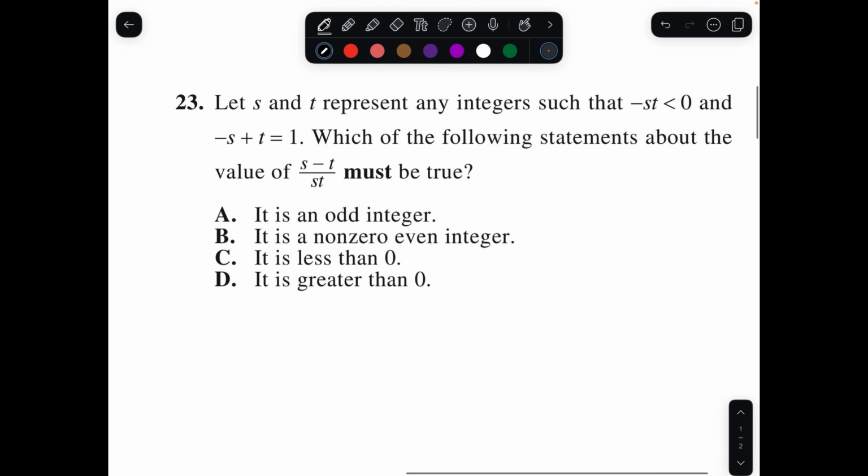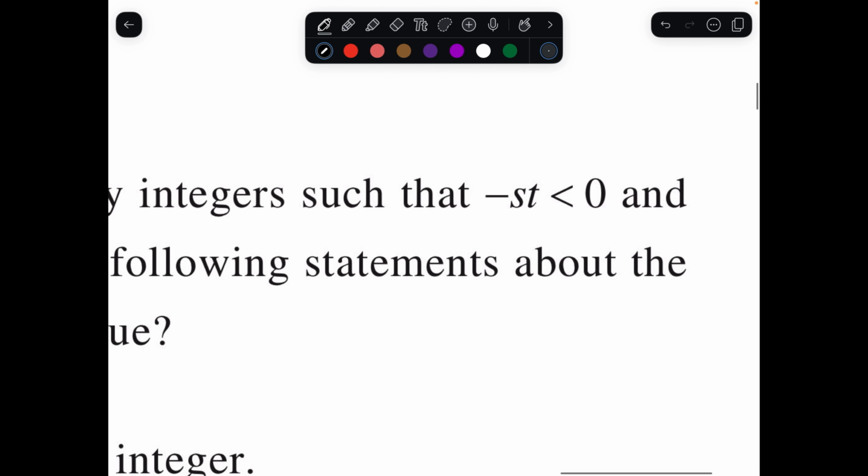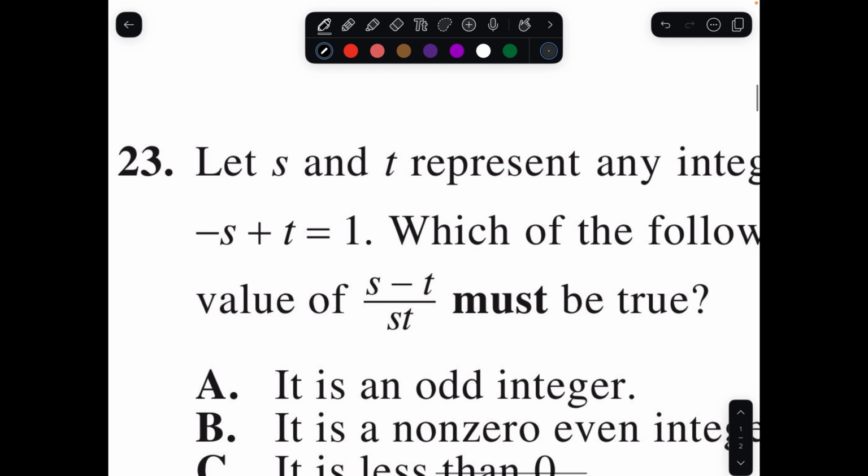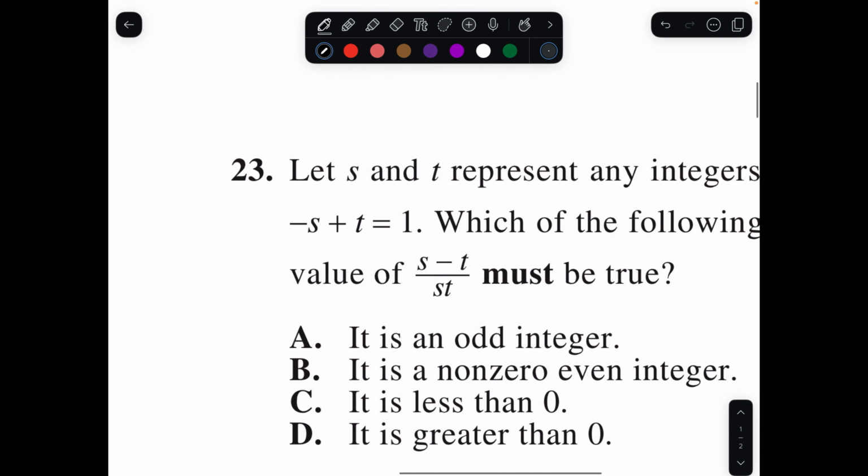On to the next question, question 23, which says, let s and t represent any integers such that negative st is less than 0 and negative s plus t equals 1. Which of the following statements about the value of s minus t over st must be true? For this problem, instead of working with variables s and t, I would just pick numbers that satisfy negative st being less than 0 and negative s plus t equaling 1.